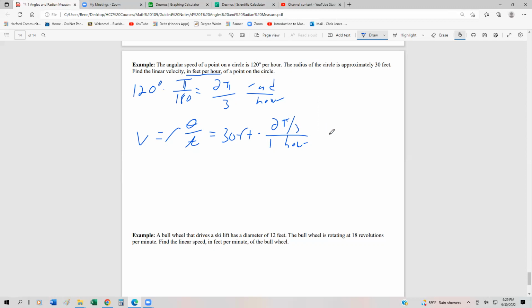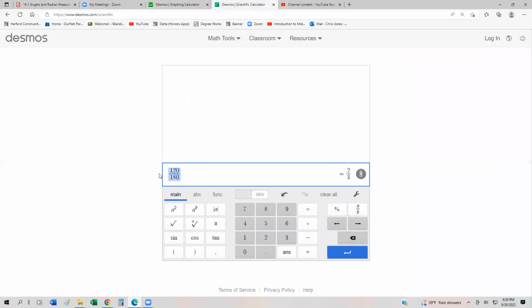So all we have to do really is just multiply 30 times 2 pi thirds. Right? And we could just go into our calculator, or off to the side, if we do 30 times 2 pi over 3, even easier, that's going to simplify to 10. And so that's going to be equal to 20 pi feet per hour. Right? And of course, if we want to try to approximate that, we could just type 20 pi into our calculator, and 20 pi is going to be 62.832 if we round to 3 decimal places.